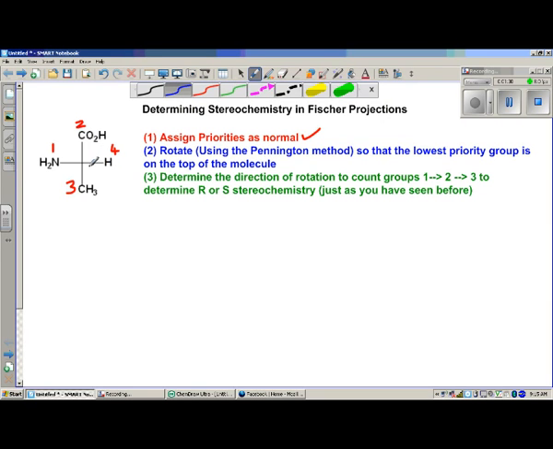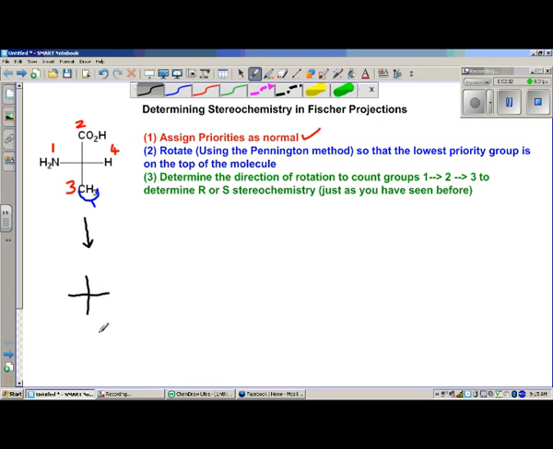So we're going to use the Pennington method. And really I could clamp here or I could clamp here. I can't clamp here because I want the hydrogen to get up here. So I'm just going to say let's clamp the methyl group. Alright, so we're going to clamp around here and then rotate. Doesn't really matter if we rotate clockwise or counterclockwise.